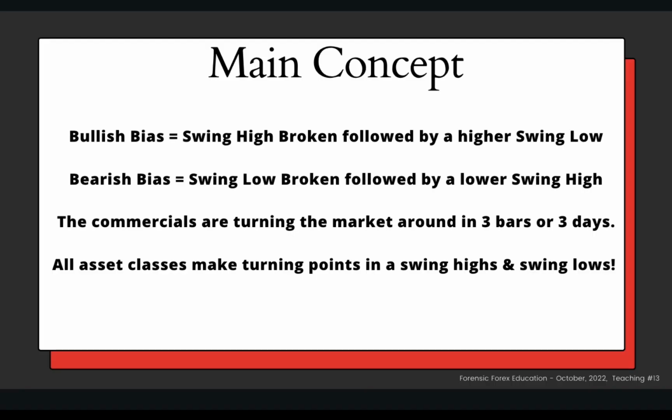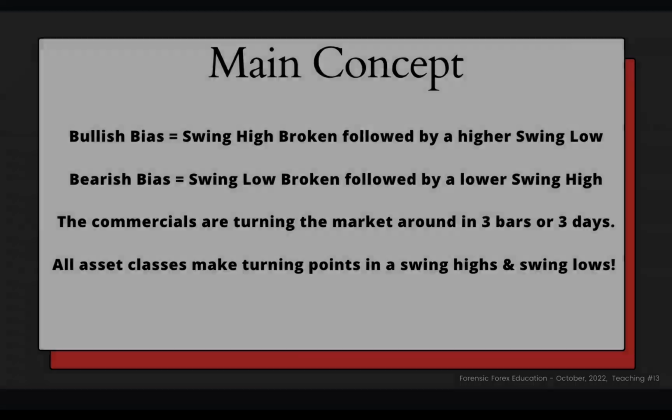This brings me to the main concept of the lesson. A bullish bias simply equals a swing high broken followed by a higher swing low. A bearish bias equals a swing low broken followed by a lower swing high. The commercials are turning the market around in 3 bars or 3 days. All asset classes make turning points in swing highs and swing lows.